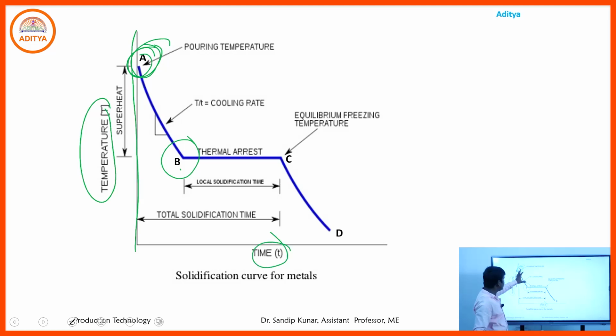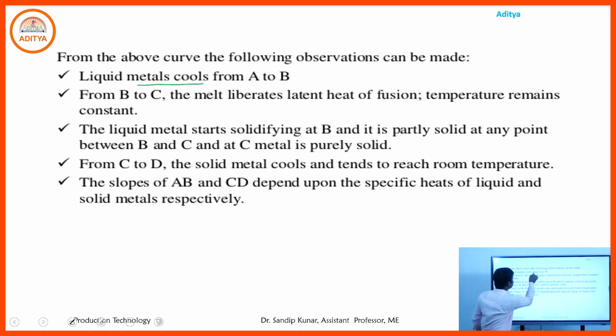When it loses heat from point A to B, it goes toward solidification. So finally, the liquid metal cools from A to B. Then from B to C, the metal liberates latent heat of fusion. Latent heat of fusion means the phase of the molten metal changes, the liquid molten metal is converted into a solid product. In that case, the temperature remains constant.